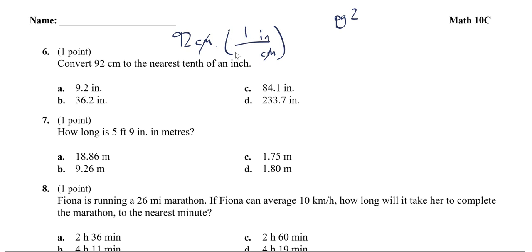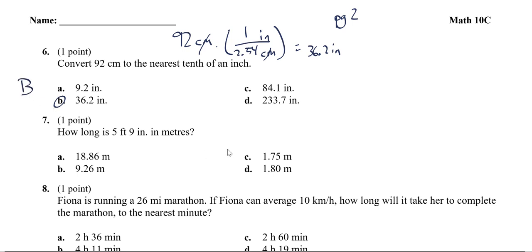I'll look it up, and 1 inch is 2.54 centimeters. So 92 divided by 2.54 is 36.2 inches. So we choose B.